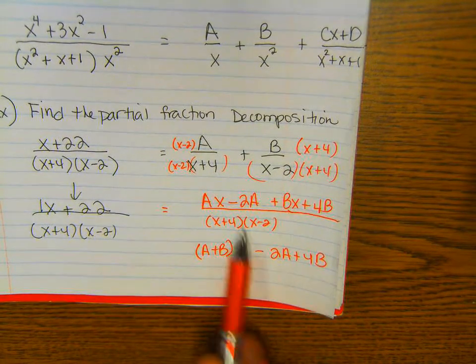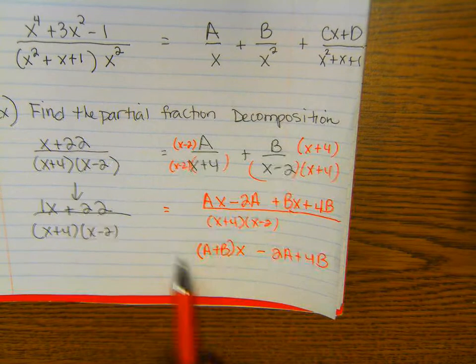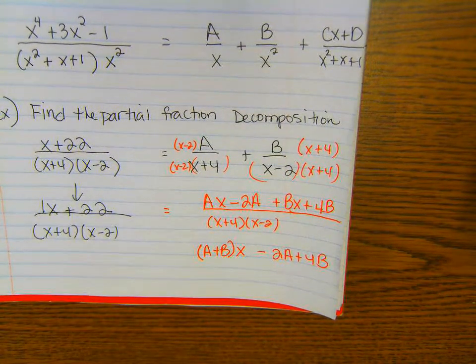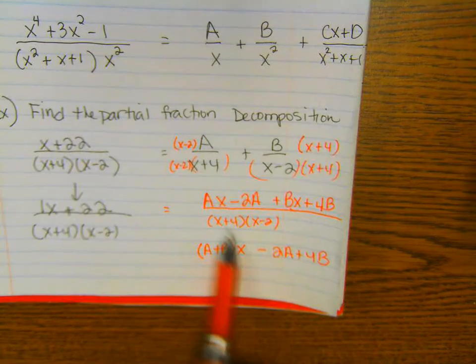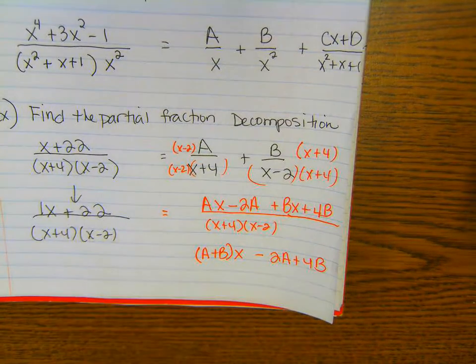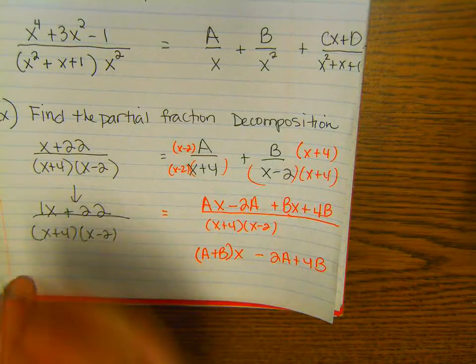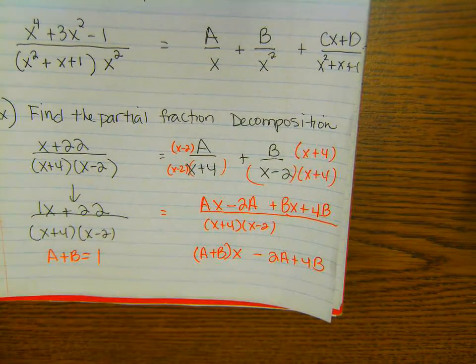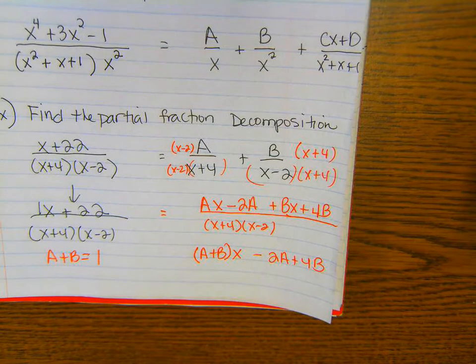So here's where we are going to write our system of equations. What did you say is in front of x here? A plus B. What's in front of x there? 1. I need them to be equal. What does that mean? If what's in front of x here is A plus B, what's in front of x here? 1. Tell me an equation with A and B. A plus B has to equal 1.